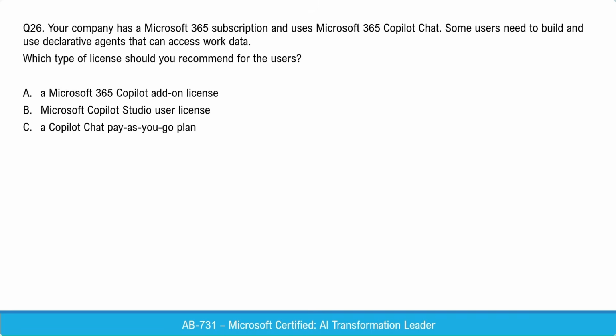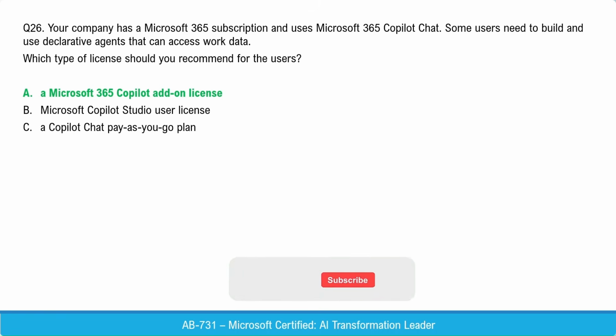Next question. Your company has a Microsoft 365 subscription and uses M365 Copilot Chat. Some users need to build and use declarative agents that can access work data. Which type of license should you recommend for the users? And your options are Microsoft 365 Copilot add-on license, Microsoft Copilot Studio user license, a Copilot Chat pay-as-you-go plan. And the correct answer is Microsoft 365 Copilot add-on license.